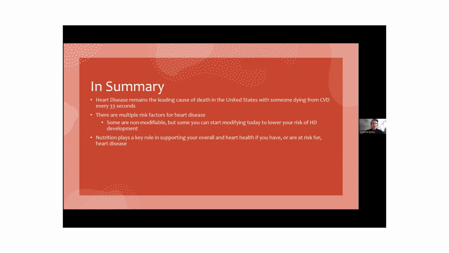Nutrition does play a key role in supporting our overall health and our heart health. So if you have or are at risk for heart disease, nutrition is vital and something definitely to look into and make sure that we're sticking to some of those recommendations or close to the best we can.